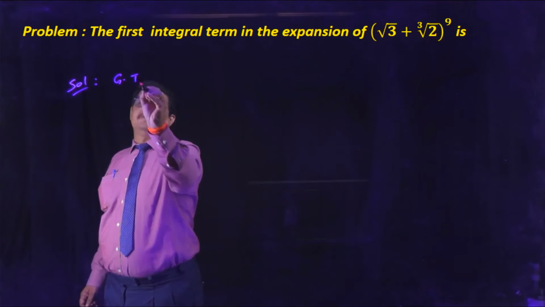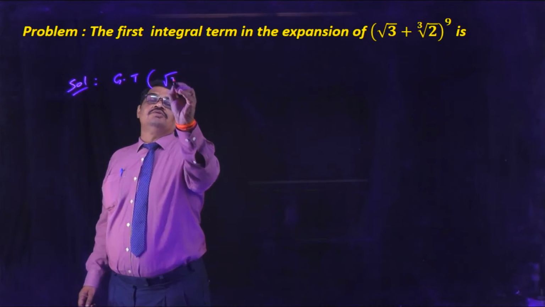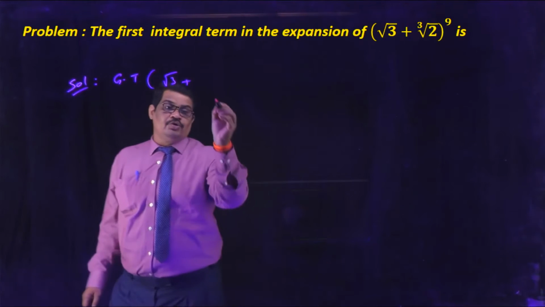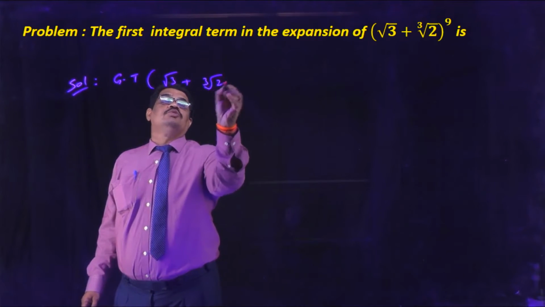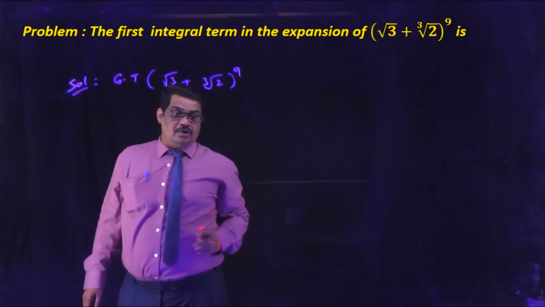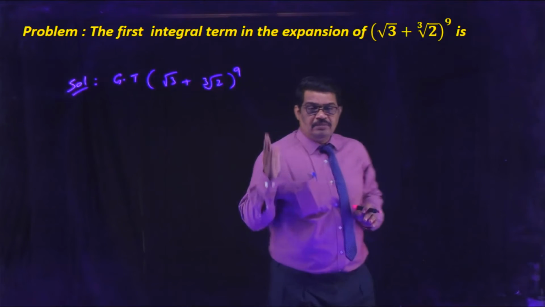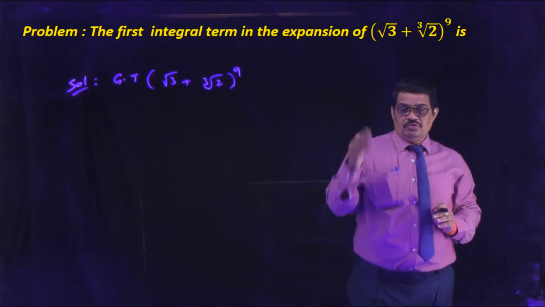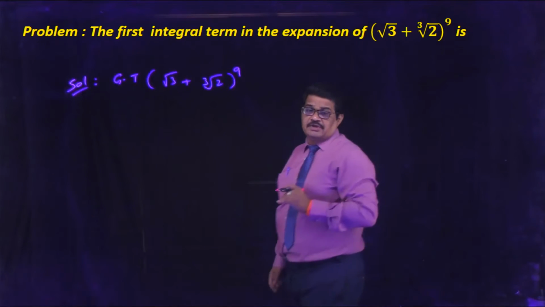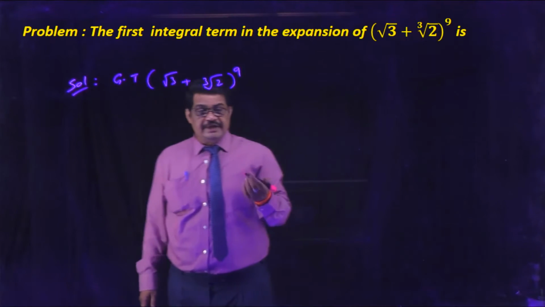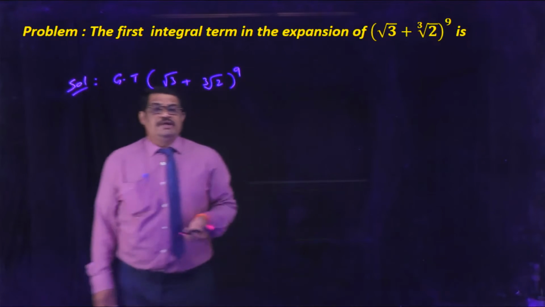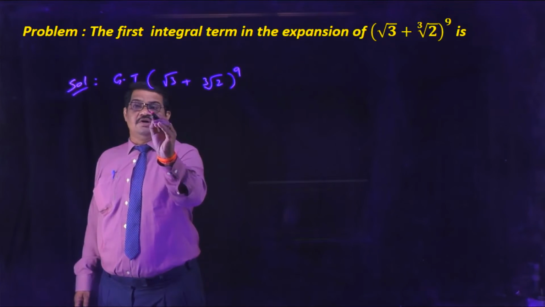What is the given expression here? Root 3 plus cube root 2 whole to the power of 9. So that is the given expression. In that expansion, we have to find the first integral term. Now we are writing the general term. What is the general term here?